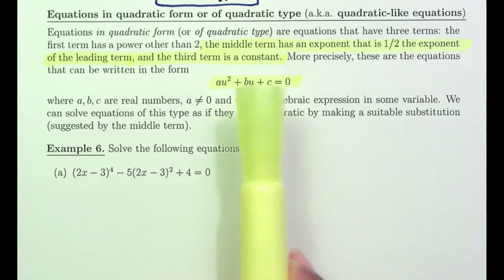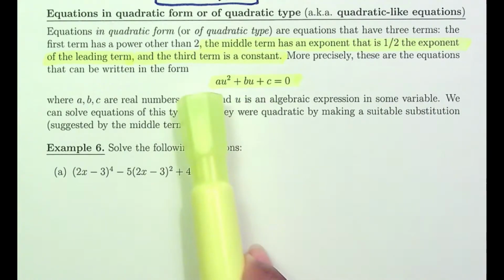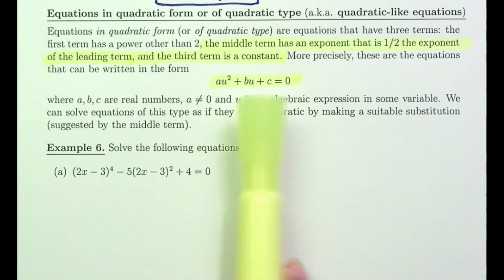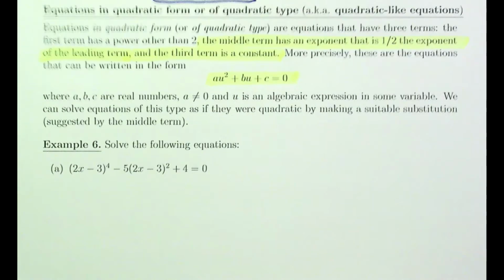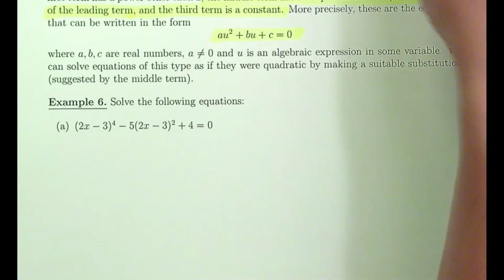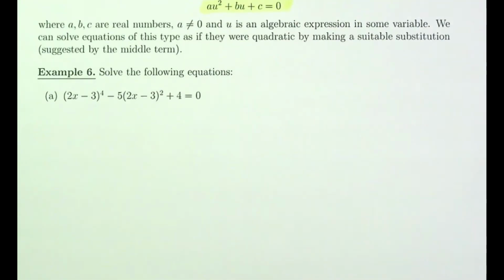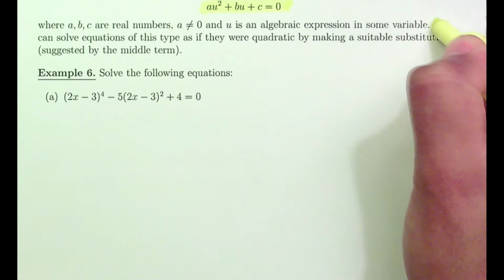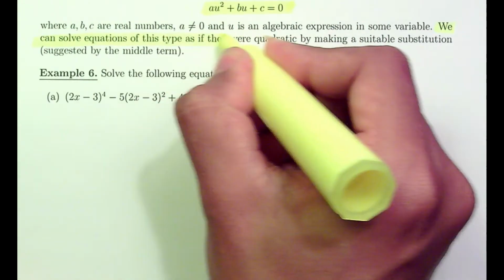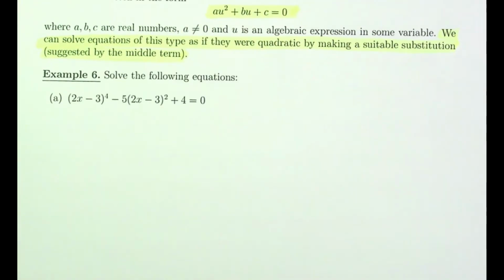I'm going to say that again. The u is going to be whatever the middle term is, once you put them in order, ignoring the coefficient, ignoring the constant. That's better understood with examples, so let's do a few examples. And what I just said is right here: we can solve this type of equation as if they're quadratic by making a suitable substitution suggested by the middle term.